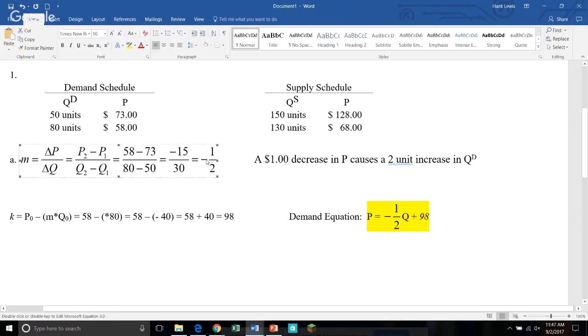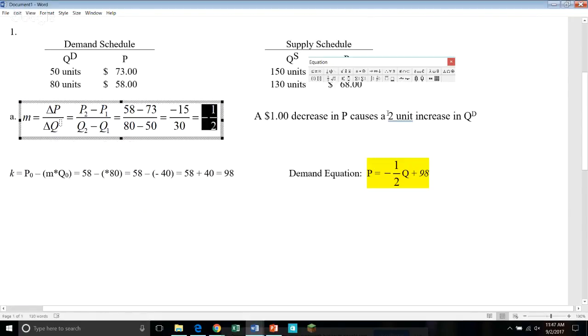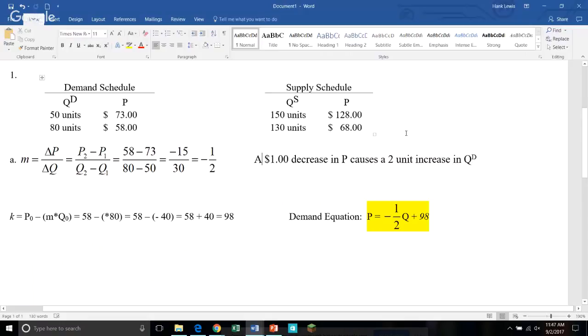So what we have done here, folks, is we have first of all calculated the slope of the demand curve. The slope of the demand curve is equal to negative 1/2. We then interpreted it. We wrote a $1.00 decrease in the price causes a 2-unit increase in the quantity demanded. We then calculated the vertical intercept as 98, and then we declared the equation that represents the demand curve.